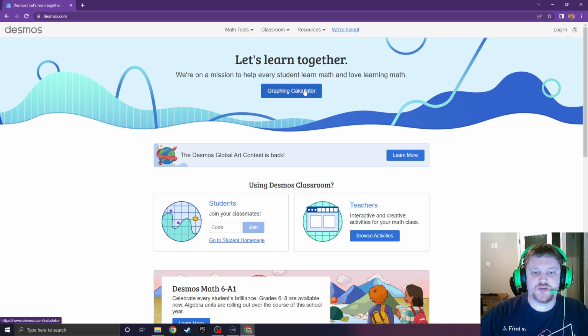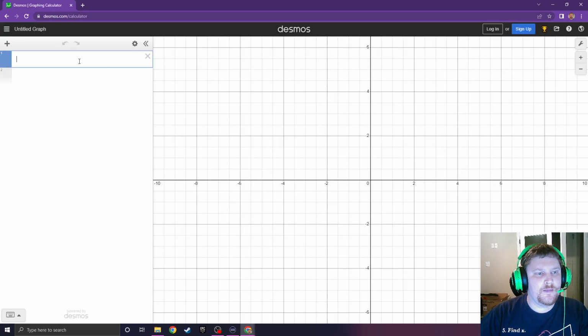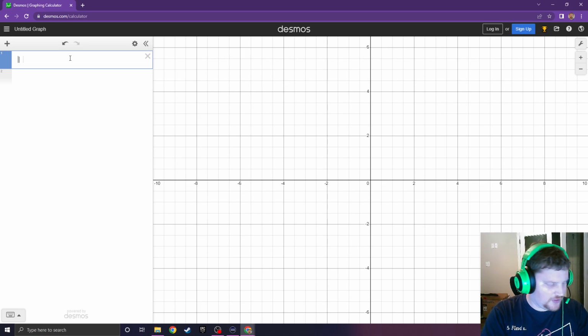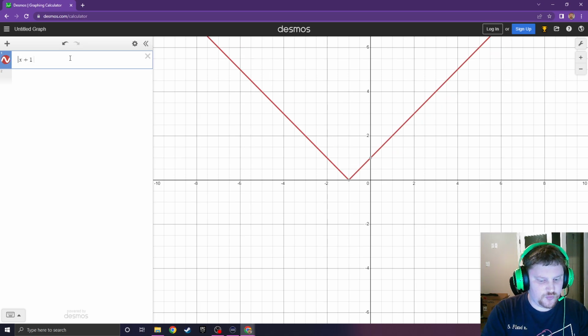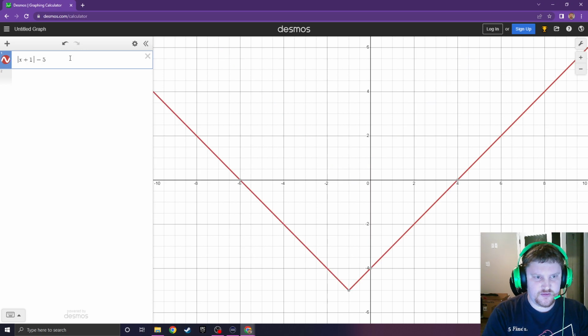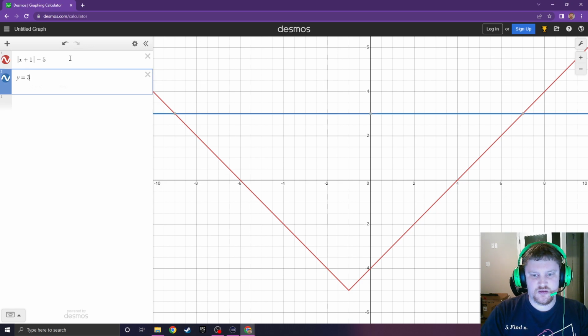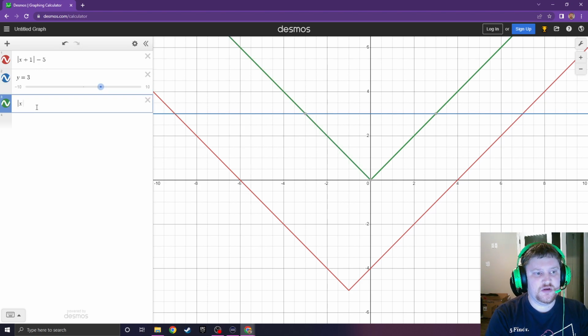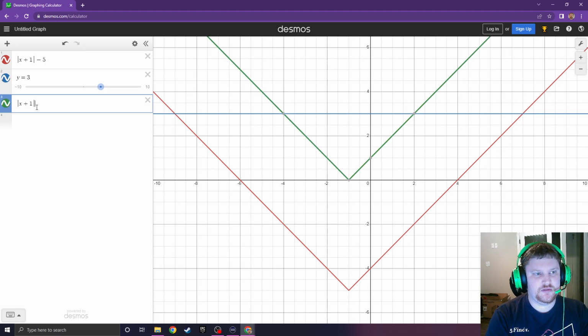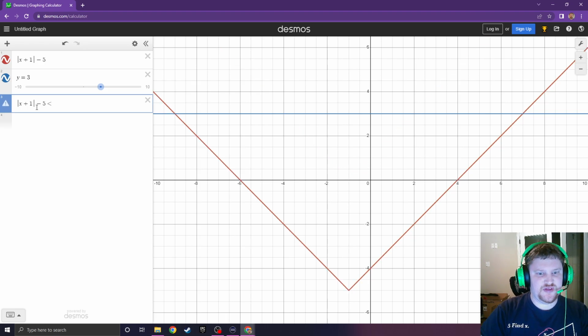In Desmos, we can just grab our graphing calculator. Over here, we type in the equation that we are graphing: absolute value of x plus 1 minus 5. And we are going to then graph y equals 3 as a second equation. Now, since we are looking at less than here, I'm going to show you a couple of things. First of all, what happens if we just plug in the whole thing at once? Absolute value of x plus 1 minus 5 is less than 3.